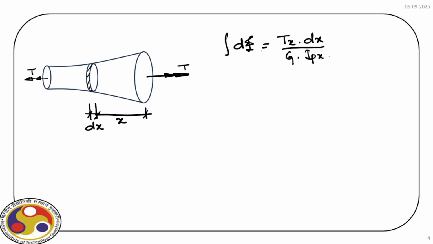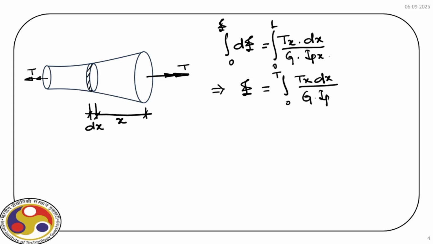Now if we integrate both sides, then effectively what we get? We get the total rotation over the complete length, say capital L, and that is the integral from 0 to L of T(x) dx divided by G times I(x). If T(x) is constant throughout, obviously this will be replaced by a constant. Effectively, we have to evaluate the polar moment of inertia in that case for the small ring you can see here, and then we have to integrate over the complete length, which is capital L here.